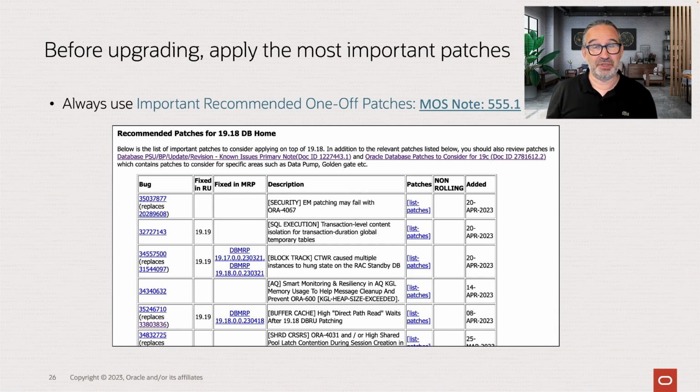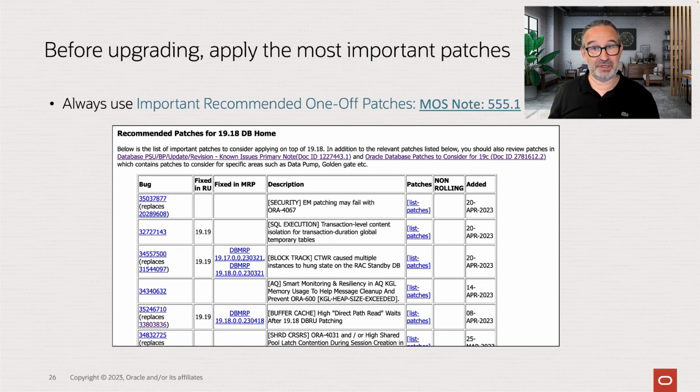In addition to that, in MOS Note 555.1, the recommended patches, you will find now the things we didn't include in the most recent one. I have here on the example slide, on the screenshot, intentionally 19.18. So there are some things which are included in 19.19. You see this in the second column here where it says fix in RU 19.19, but you see some others are missing as well. Why is that?